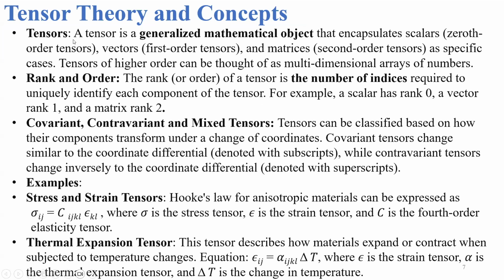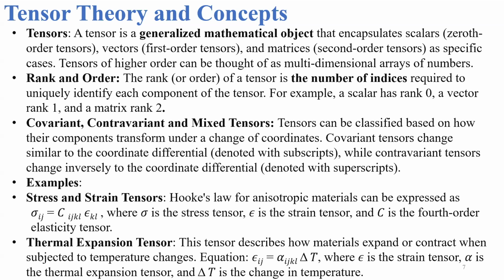So now let's move to tensor theory and concepts. We learned about vectors and matrices, and that's not it. We can go beyond them, and a tensor can be considered as a generalized mathematical object that encapsulates scalars, which are 0th order tensors, vectors, which are 1st order tensors, and matrices, which are 2nd order tensors. Tensors of higher order can be thought of as multi-dimensional arrays of numbers.